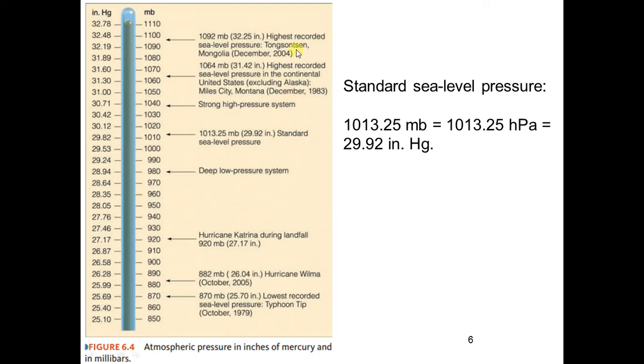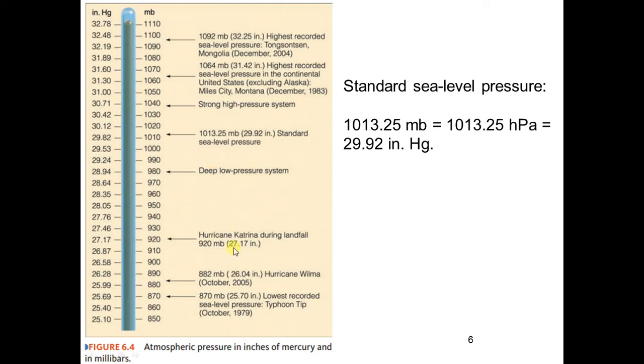Anyway, the highest recorded sea level pressure for the world occurred in Mongolia not that long ago, actually less than 12 years ago. 1,092 millibars. That's just incredible. That is close to 10% higher than average. Okay, about 8% higher. May not sound like a lot, but trust me, your body would definitely notice that.